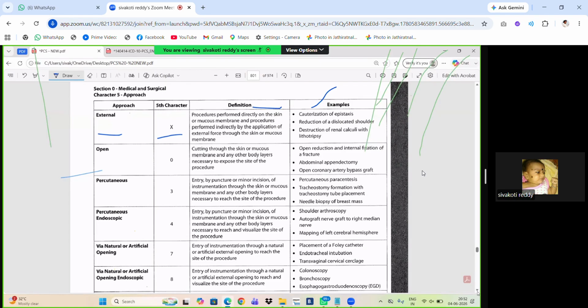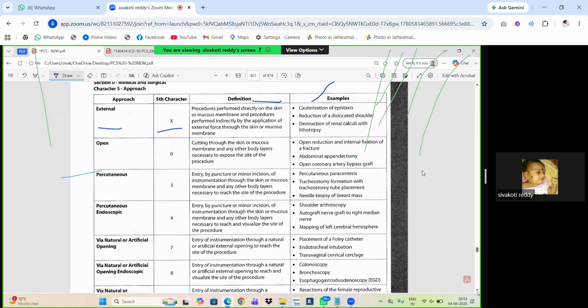So first read up to 8: external, open, percutaneous, percutaneous endoscopic, via natural or artificial opening, via natural or artificial opening endoscopic. Up to here, everyone read, guys. Take 5 minutes and read the guidelines.